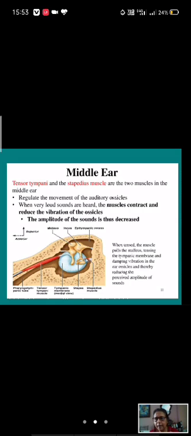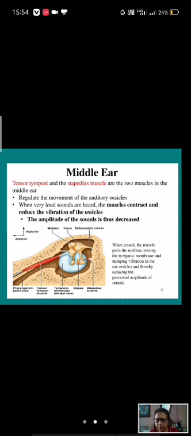Now if the stapedius is paralyzed, it causes over vibration of the stapes and the bony ossicles. These bony ossicles over vibrate, producing excessive stimulation of the cochlea. To prevent this, the stapedius muscle normally contracts to prevent over vibration of the stapes.